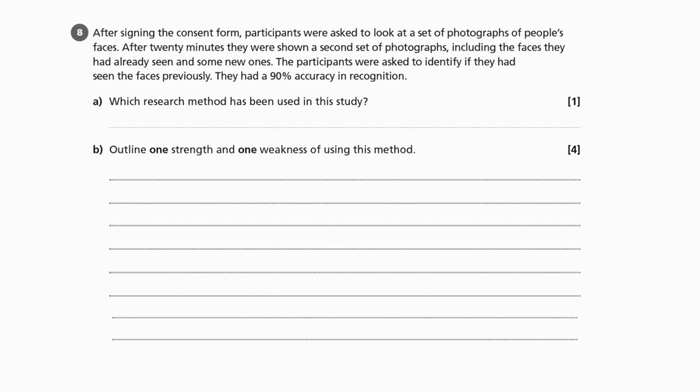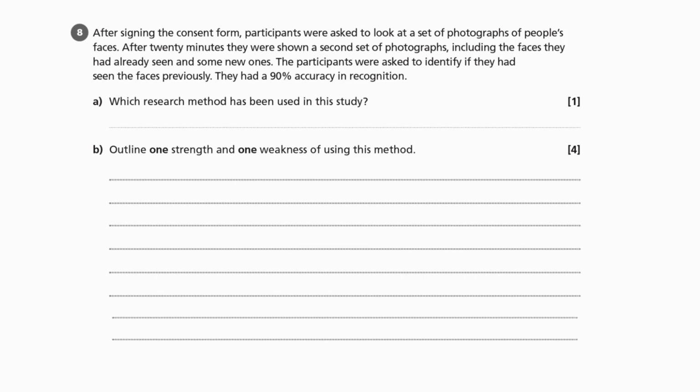This is question 8 in the research methods topic, and the question says, after signing the consent form, participants were asked to look at a set of photographs of people's faces. After 20 minutes, they were shown a second set of photographs, including the faces they had already seen and some new ones. The participants were asked to identify if they had seen the faces previously. They had a 90% accuracy in recognition.